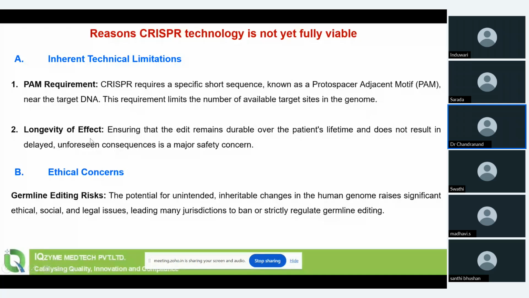Now, longevity of effect, ensuring that the edit remains durable over the patient's lifetime and does not result in delayed unforeseen consequences, is a major safety concern. So once it is done, how long will this be effective? For example, we have done a CRISPR insertion, and then the new sequence, if it doesn't remain active for the intended purpose, particularly in therapeutic areas, then there could even be safety concerns.